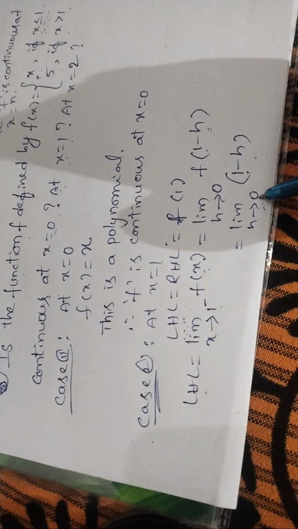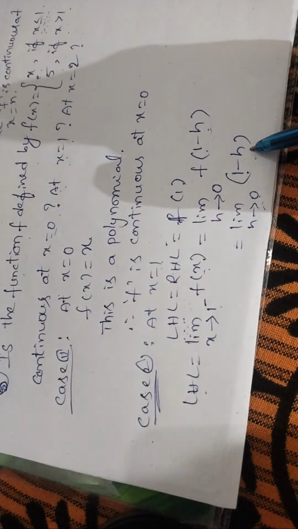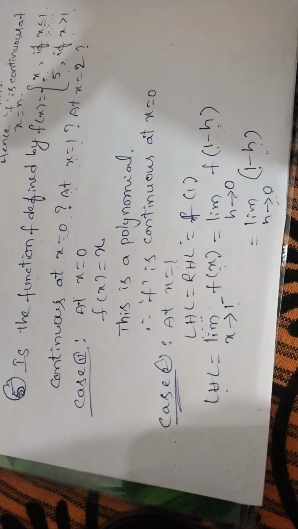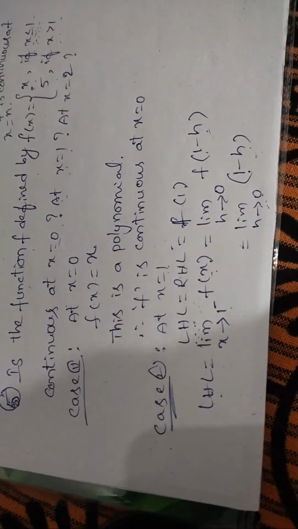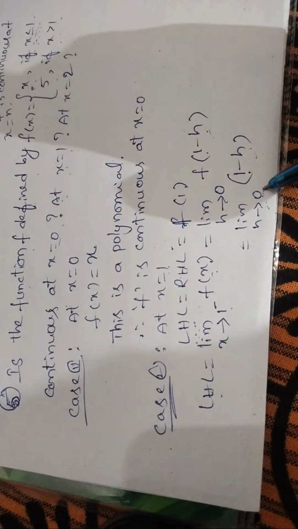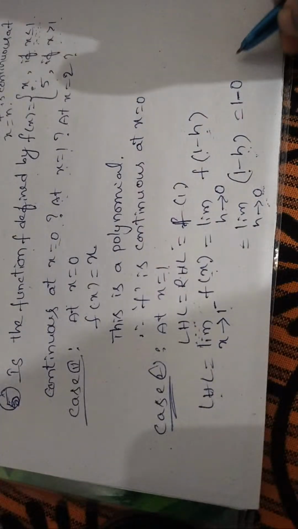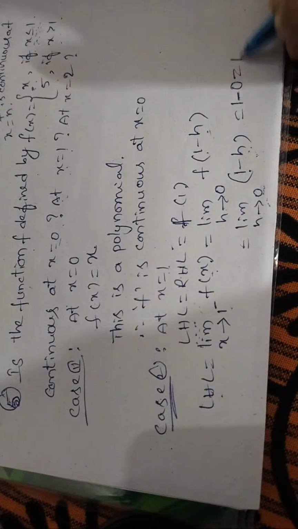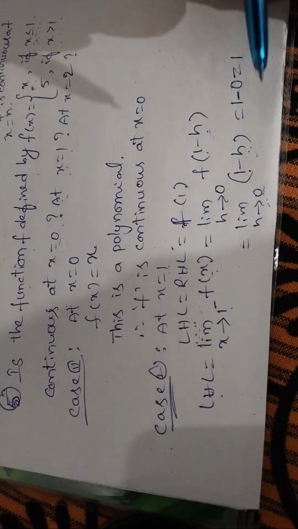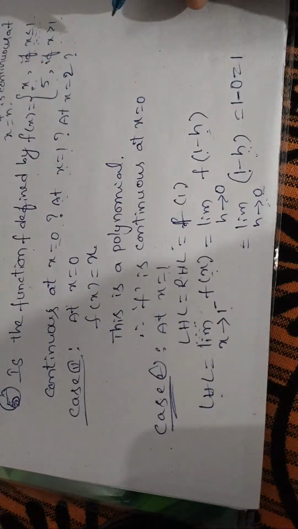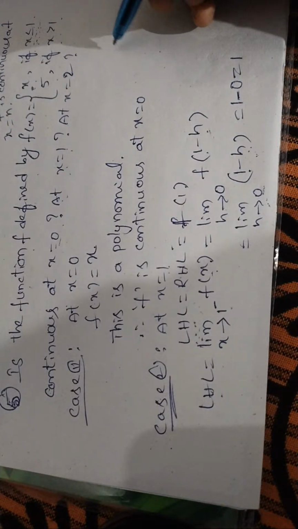Now write the h value. What is the h value here? The h value is 0. Write the 0 value in this h place. 1 minus 0, so this value is 1. So LHL is over. Now go for RHL.